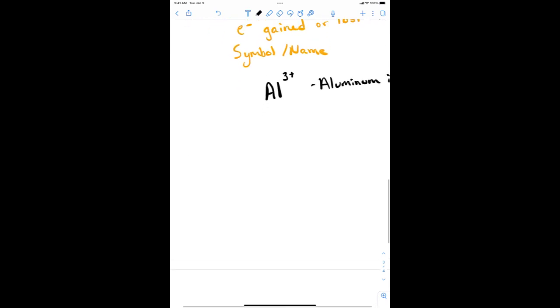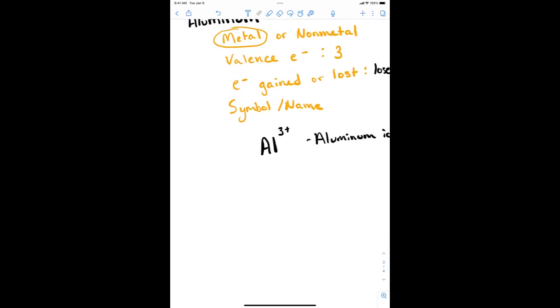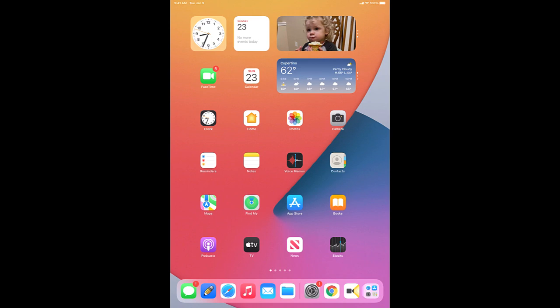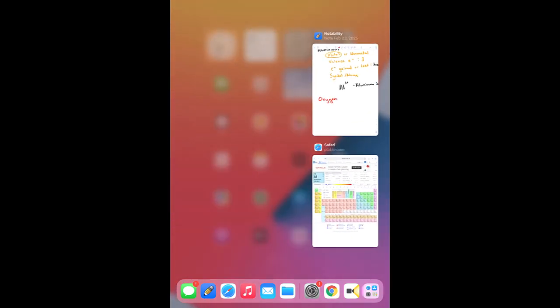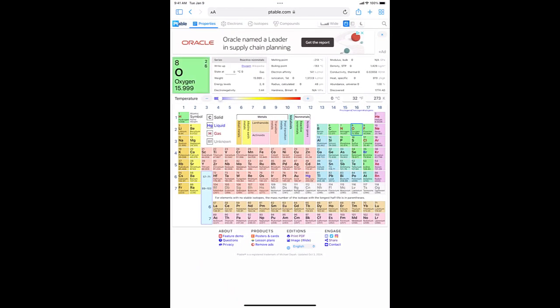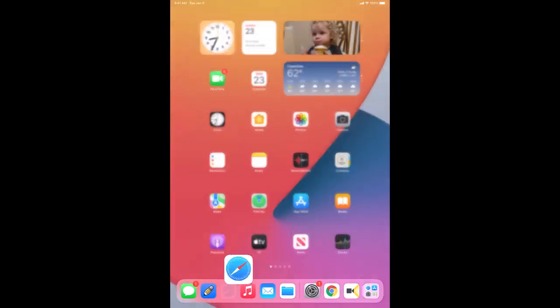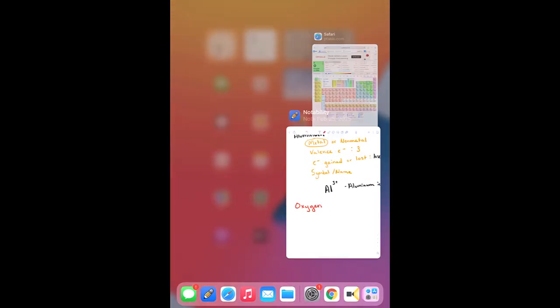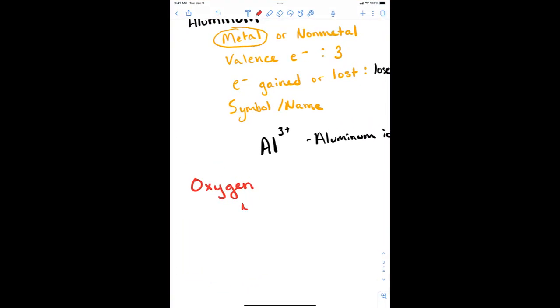We can do the same thing for oxygen. So let's change colors here. So for oxygen, if we look on the periodic table, we can see that oxygen is right here. It's number 8 on the periodic table, and it's on the right side of the periodic table, so we know that it's a nonmetal. Alright, so we can say it's a nonmetal.